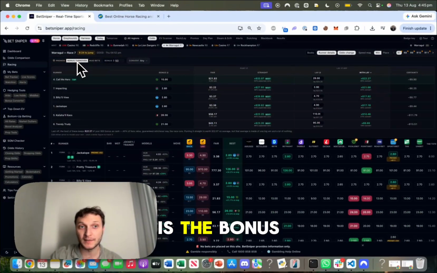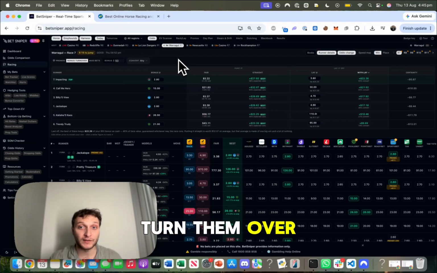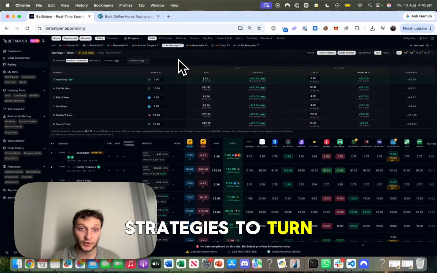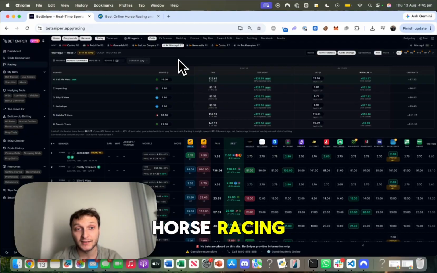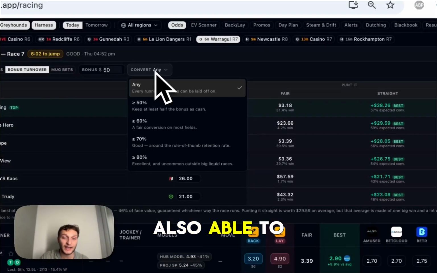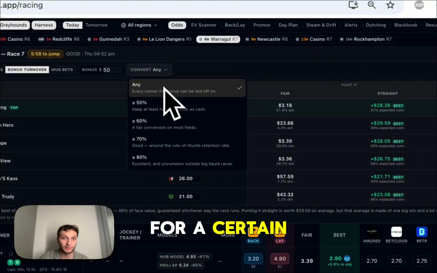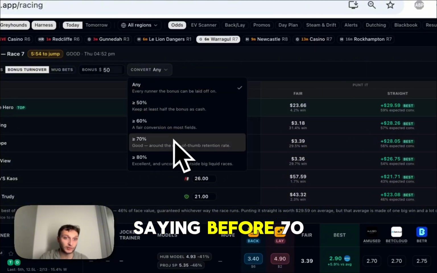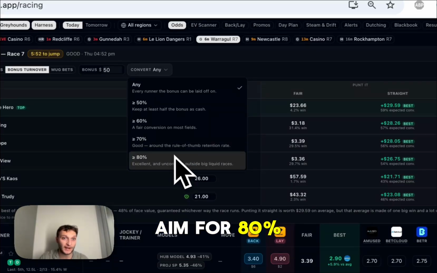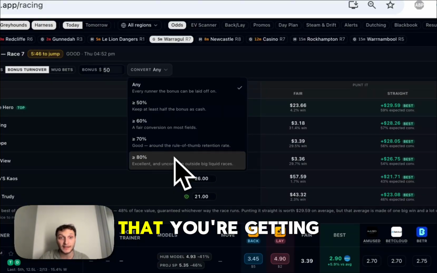The second mode is the bonus turnover mode. Once you get all these bonus bets, we need to turn them over. And so one of the strategies to turn them over is doing it on horse racing. So the input for this betting mode is just what is the bonus bet, and then you're also able to filter the options they're showing you for a certain retention percentage. As we were saying before, 70 is good. We probably want to aim for 80% because a big part of how much EV you're going to get out of this experience is how well you can convert these bonus bets that you're getting.